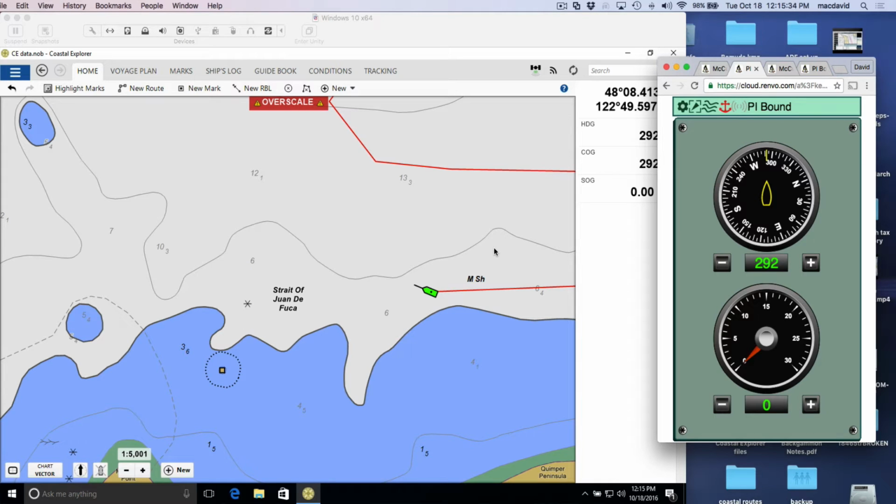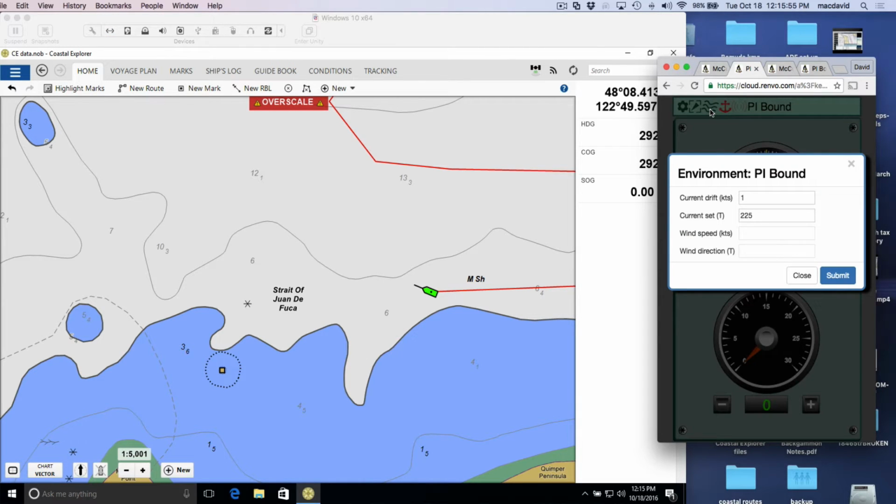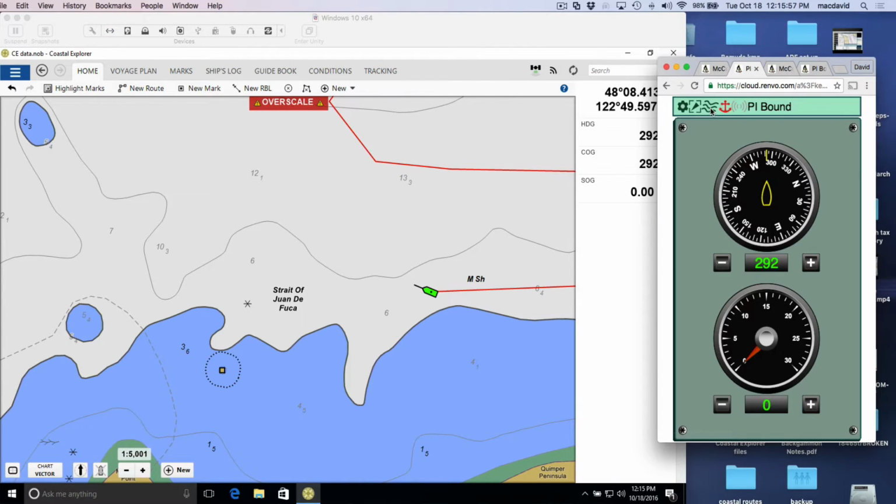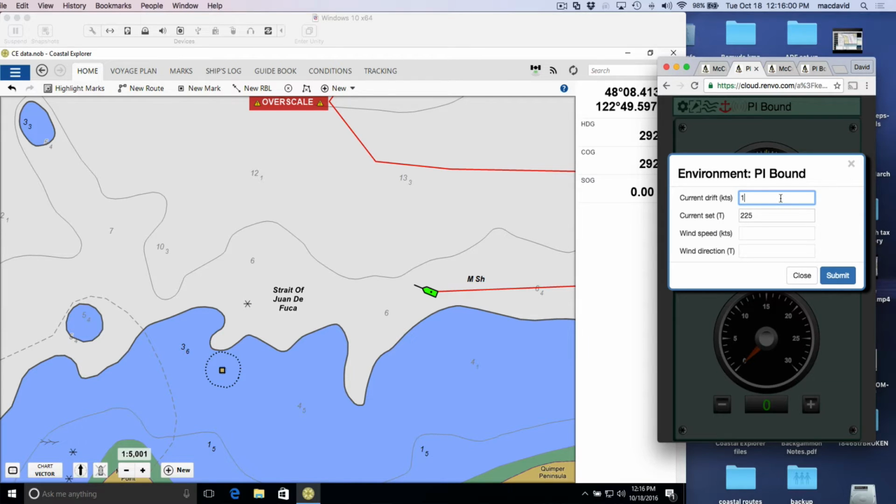Hello, this is a second example of using the look ahead alert warnings in Coastal Explorer being tested with our ENAV simulator. The situation is similar to what we did before, except on the simulator we've gone in and put 1.0 knot of current in direction 225, flowing that way. Submit.